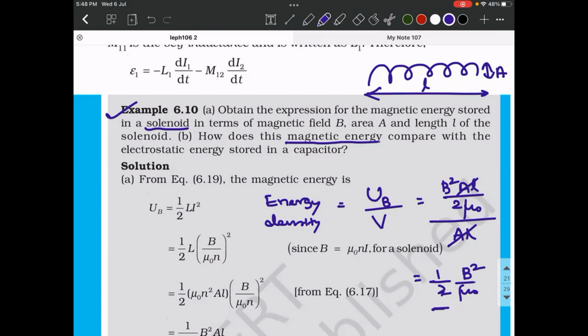The next chapter is electromagnetic waves, right? There we'll be discussing the energy density of the electric field and magnetic field. So B square divided by 2 mu naught is going to be the energy density in the inductor. Sir, here they are asking magnetic energy only, right? Actually, that is a mistake. It is not energy. It should have been magnetic energy density. Okay.